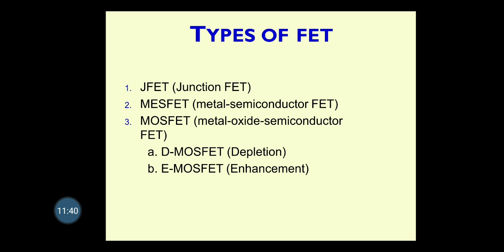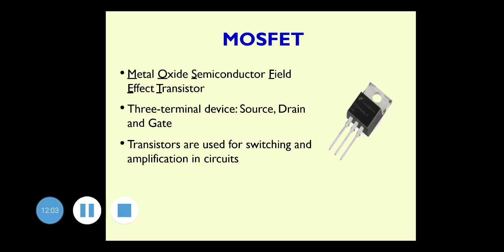Here you can see the types of FET. JFET is one type, and one more type is MESFET, metal semiconductor field effect transistor. Then MOSFET, metal oxide semiconductor field effect transistor, and in MOSFET you have D, depletion MOSFET, or E, enhancement MOSFET. We will study the construction of MOSFET and understand MOSFETs in detail in the next video, but just a brush up.